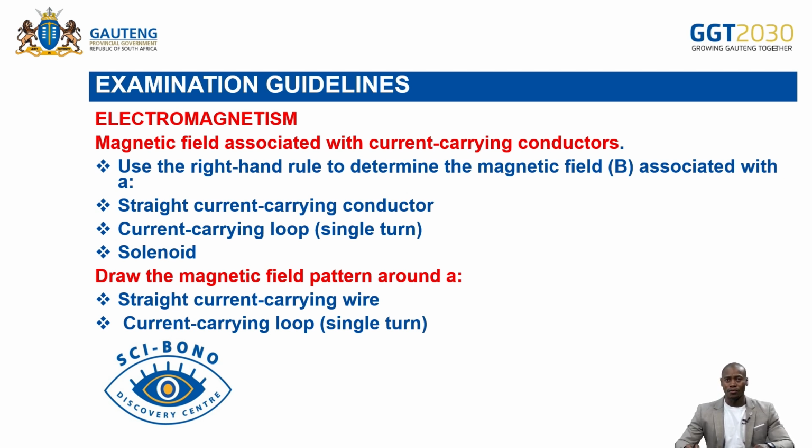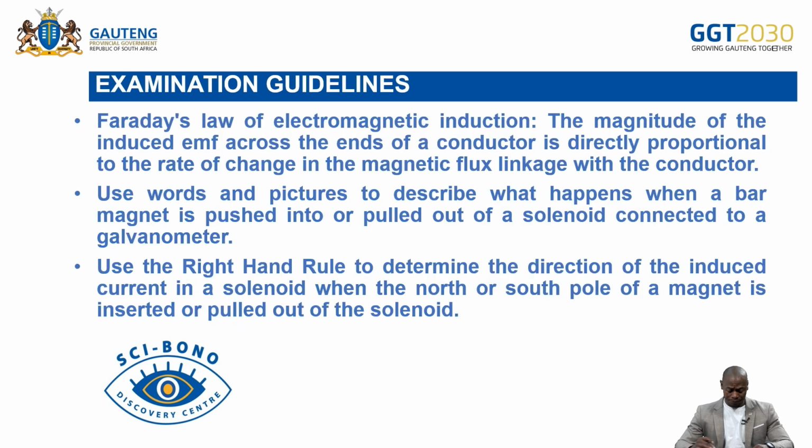Use the right-hand rule to determine the magnetic field associated with a straight current carrying conductor, a current carrying loop, and a solenoid. Draw the magnetic field pattern around a straight current carrying wire, a current carrying loop, and a solenoid, and also state Faraday's law: the magnitude of the induced EMF across the ends of the conductor is directly proportional to the rate of change in the magnetic flux linkage with the conductor.